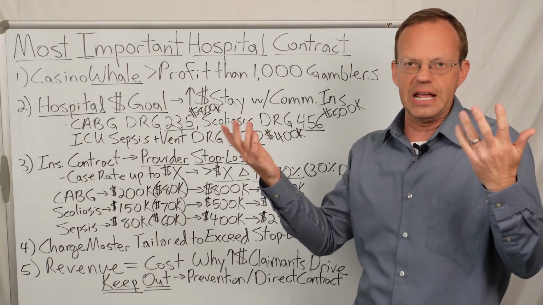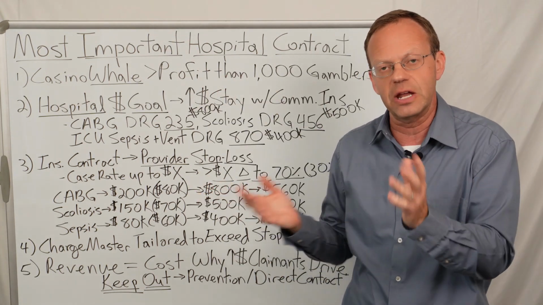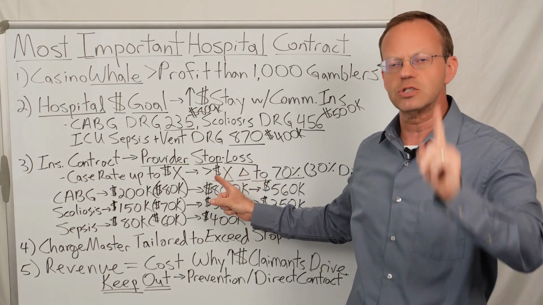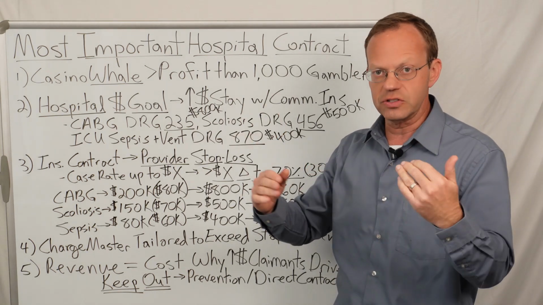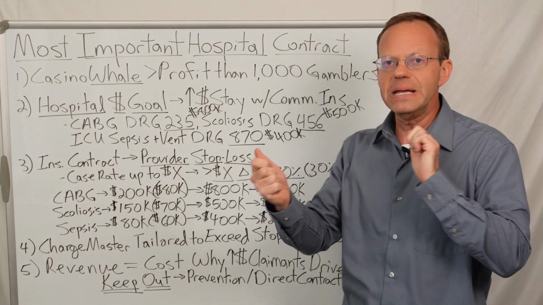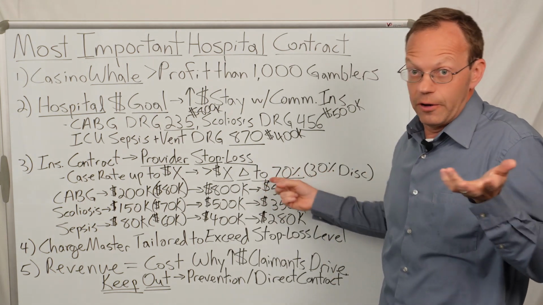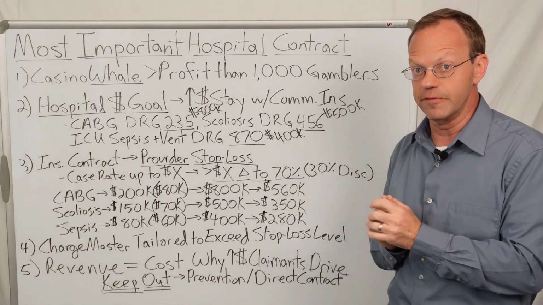Now that's 70%, it can vary. At some hospital systems it might be 80%, at other hospital systems it might be 50%. But the point is that as soon as you exceed X plus $1, then the reimbursement from the insurance company, really the self-funded plan in many cases, immediately dramatically increases to, if you're paying 70% of billed charges, only a 30% discount off of billed charges.